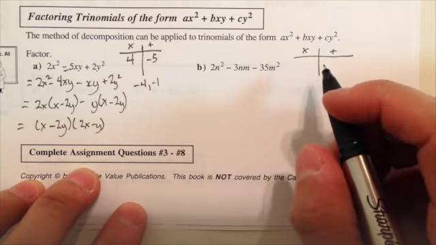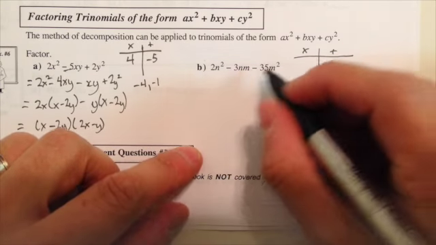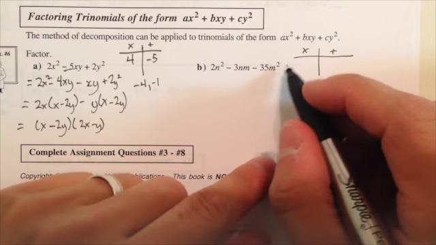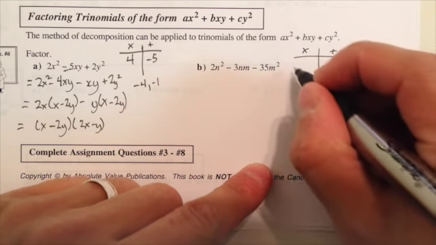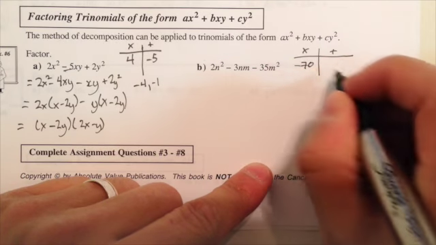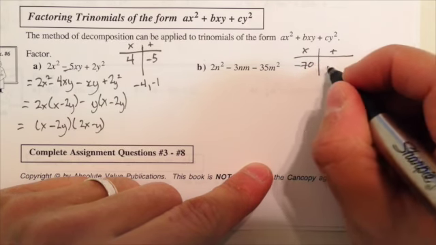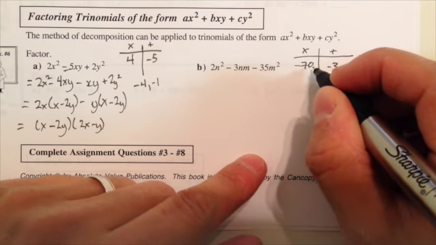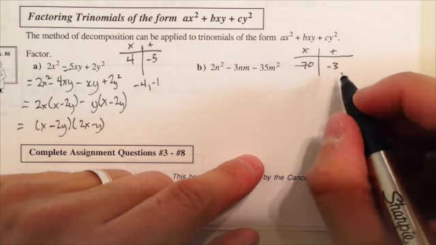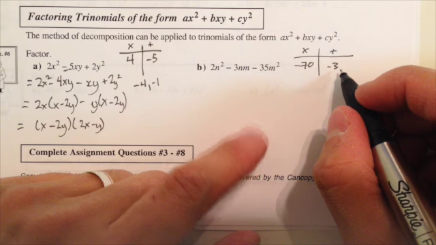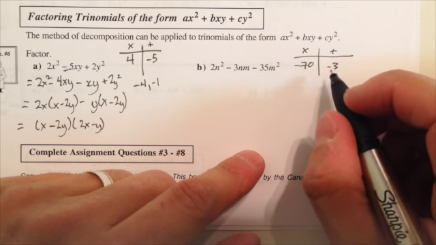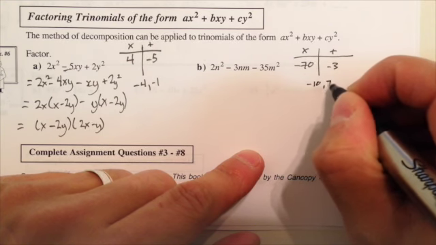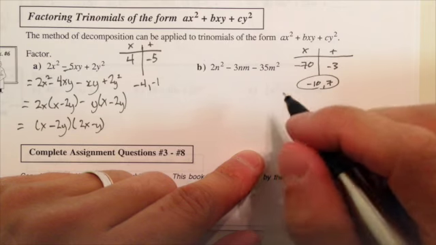Alright, so this next example I'm going to go through pretty fast. If I have 2n squared and 35m squared, if I multiply these two terms, I'm going to get negative 70. And I need to add two terms together to get negative 3. To get negative 70, I can go 10 times 7, which would be 70, and then negative 10 plus 7. And so I would be left with negative 10 and 7 as my two numbers.